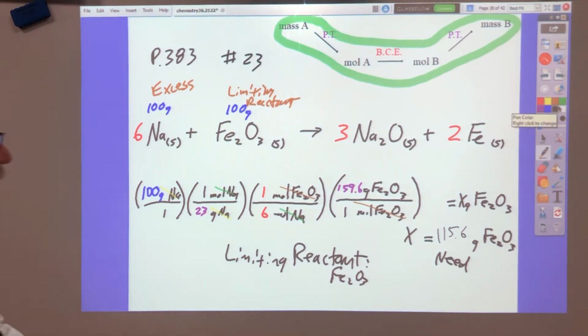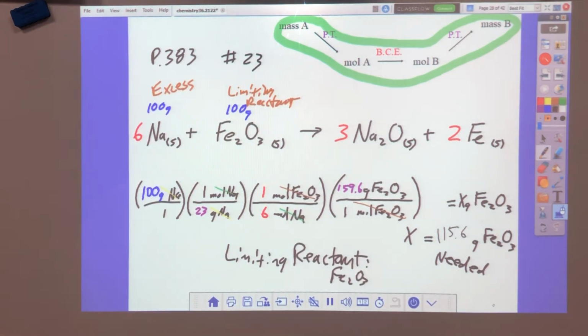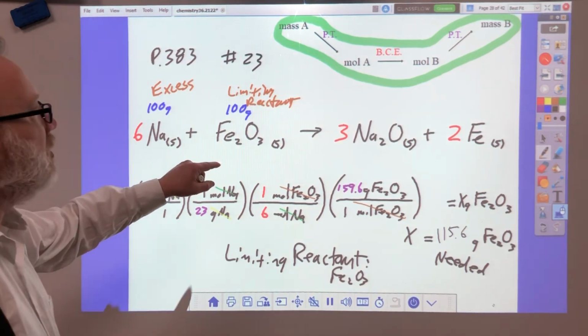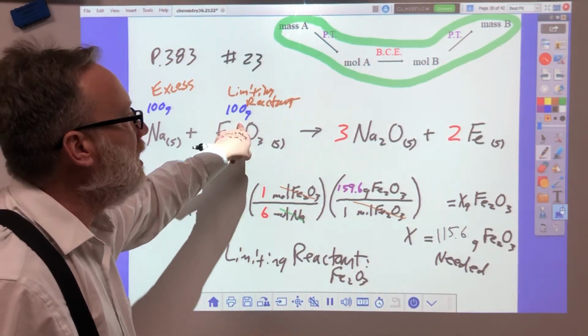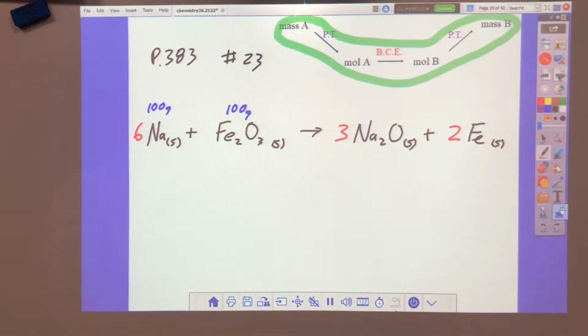And by the way, this should say needed. Okay, so we want the reactant that's in excess. We just found that. Mass of solid iron produced. Let's use this one, the limiting, to determine that one. Okay, make sure we know this is the limiting reactant. Make sure you got the right one.